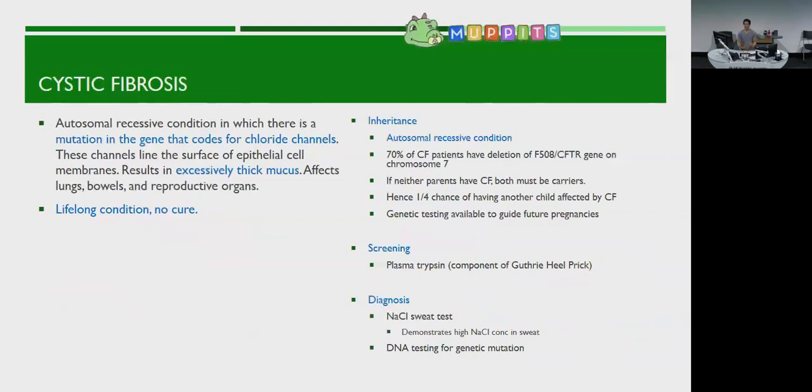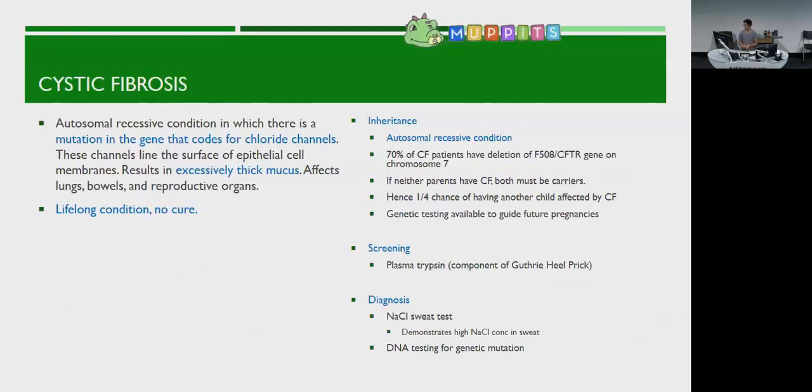Then you can tell them there's genetic testing in the future for them to plan future pregnancies. You can tell them this might have been picked up on a screening test, such as the Guthrie heel prick, and the specific component of the Guthrie heel prick is the plasma trypsin. They can then move on from that screening test to a diagnostic test, either finding high sodium in their sweat, or testing for the actual mutation itself.